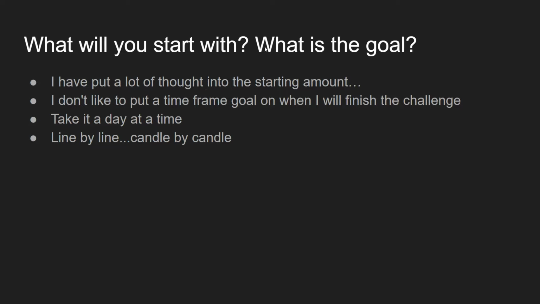What will I start with and what is the goal? So I have put a lot of thought, guys, into the starting amount that I wanted to do for the small account challenge, and the amount that I did come to the conclusion on would be 3,000 bucks. So I'm gonna start with $3,000, and I know that a lot of people, maybe a few people, will probably say, it's not even a small account. Like, what the hell? $3,000 is a lot of money.